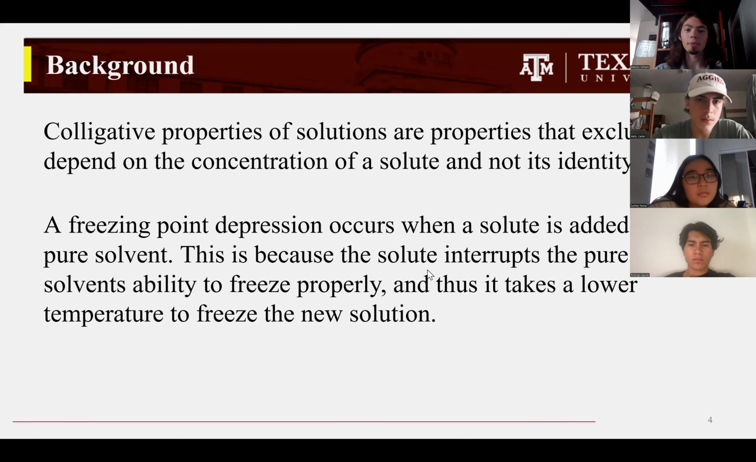The colligative properties of solutions are properties that exclusively depend on the concentration of a solute and not its identity. A freezing point depression occurs when a solute is added to a pure solvent. This is because the solute interrupts the pure solvent's ability to freeze properly, and therefore it takes a lower temperature to freeze the new solution.